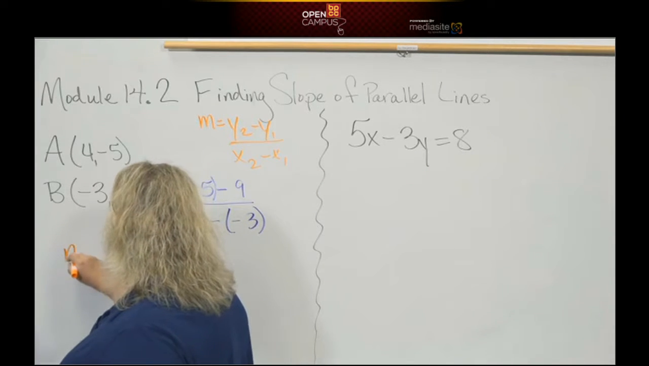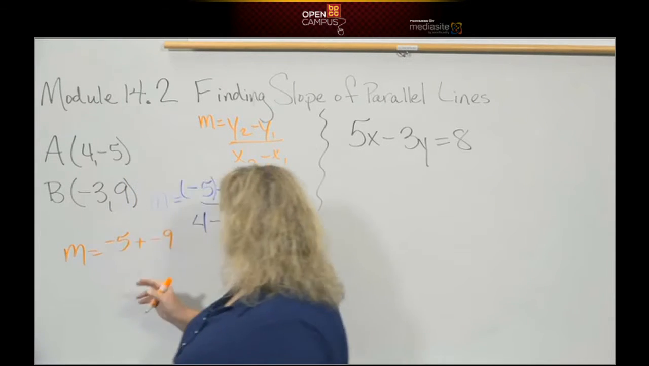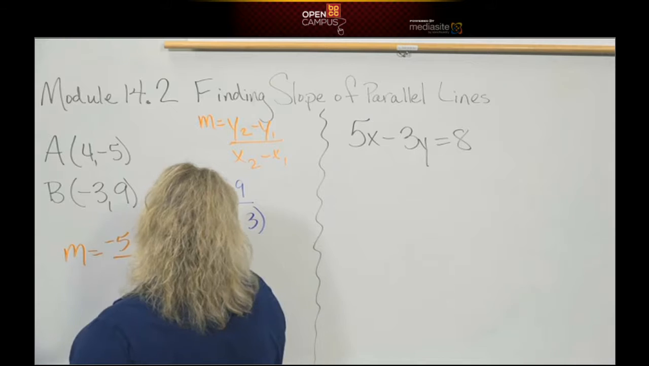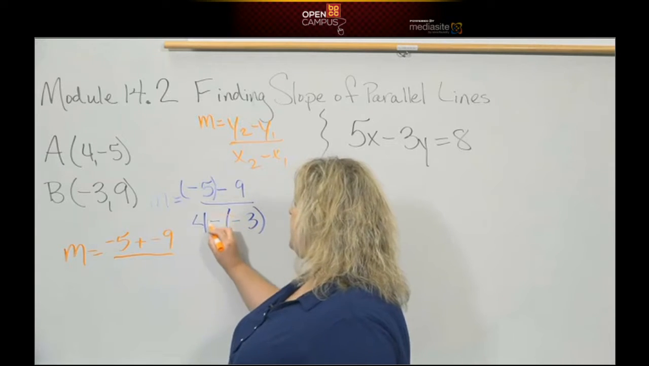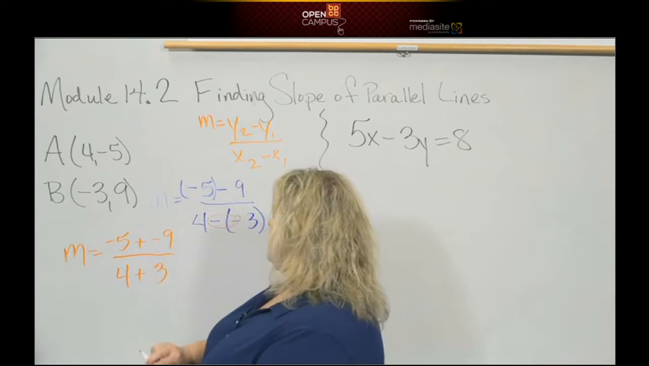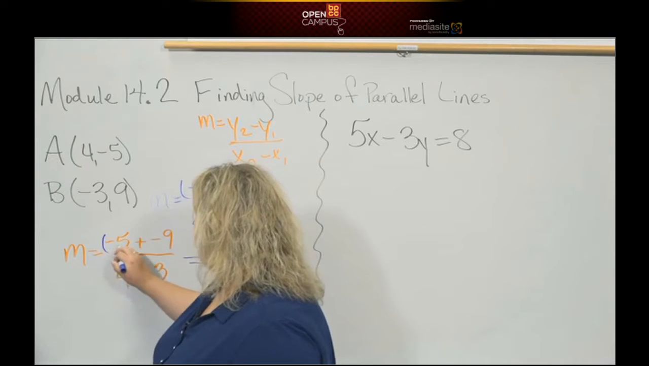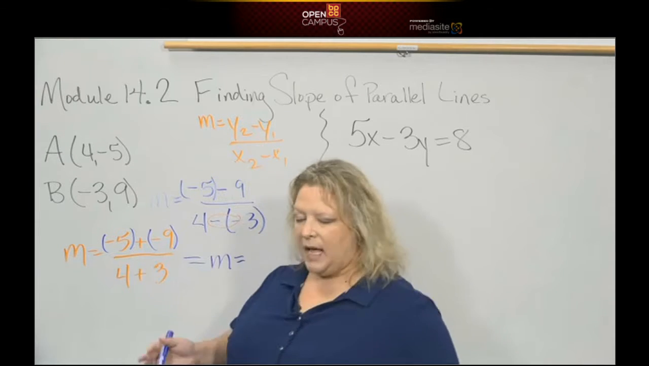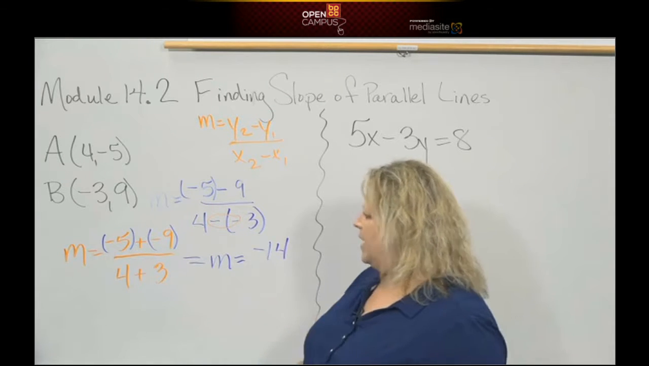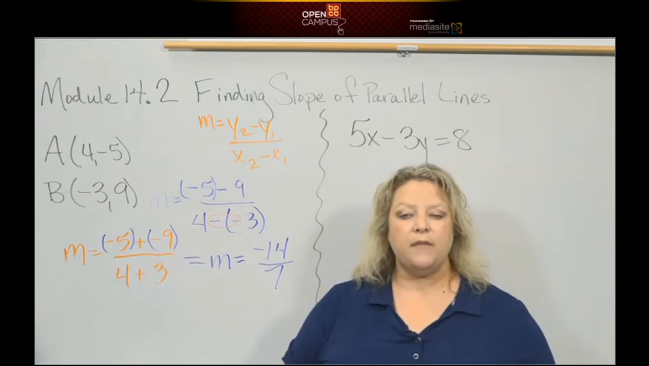So I have m is equal to -5 plus -9, because remember, subtraction means to add the opposite. And then I have 4 minus -3. That's that double negative, which makes a positive. So that turns to 4 plus 3. So now I have m is equal to a -5 plus a -9. The signs are the same, so all I have to do is add my numbers. So that gives me 14, and it's negative. Down here, 4 plus 3 is 7, and I get -14 over 7.